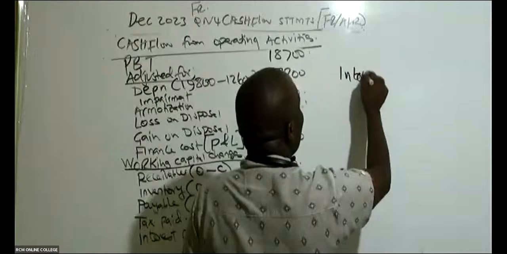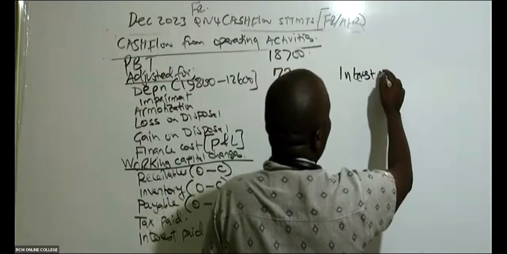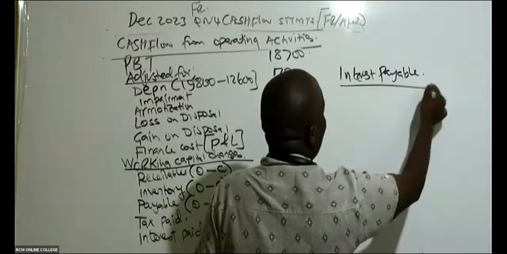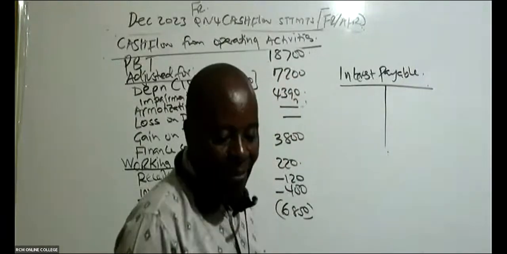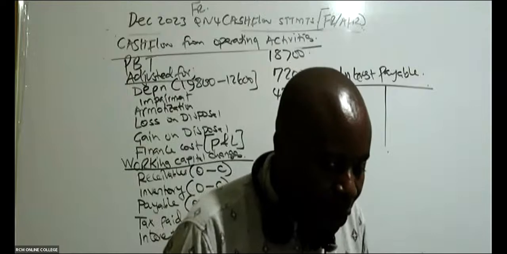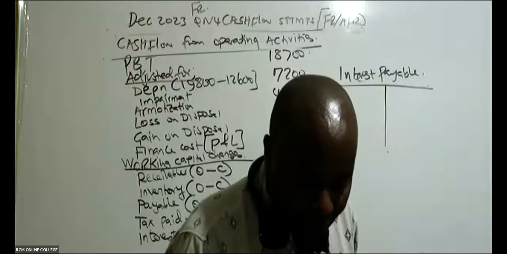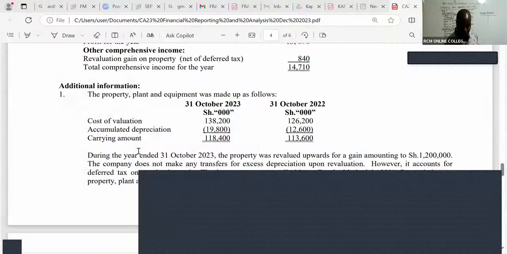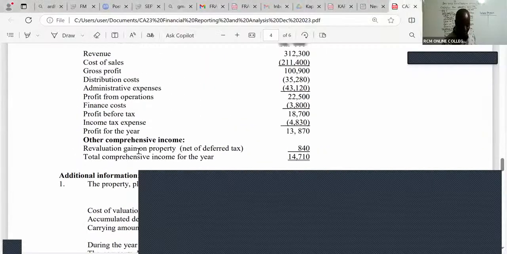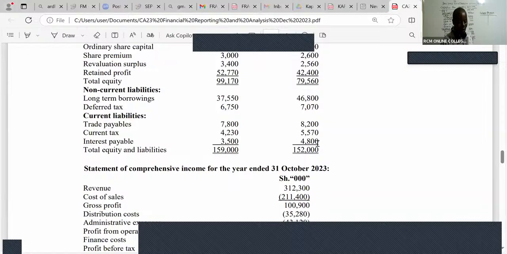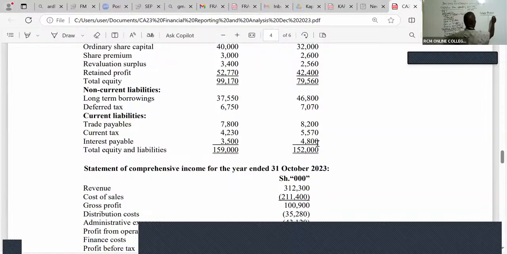Interest paid: track your interest payable. Go to your balance sheet and see how interest behaves. Here you see interest payable. At the beginning of 2022, you had 4,800. Closing is 3,500.